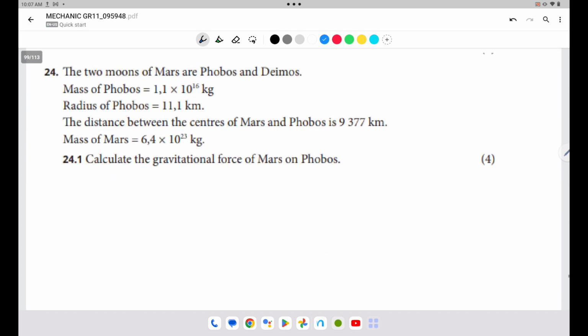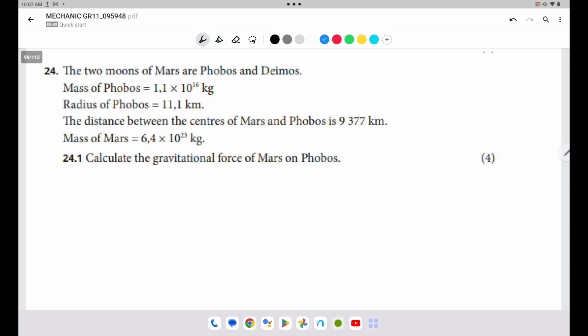So the first example says the 2 moons of Mars, Phobos and Deimos, I hope I'm pronouncing them correctly. The mass of Phobos is given, the radius of Phobos was given, the distance between the center of Mars, the planet, and Phobos is that much. So it's the distance from the centers. The mass of Mars was given as that much. Calculate the gravitational force of Mars on Phobos. And I like the fact that there's a lot of information that was given there.